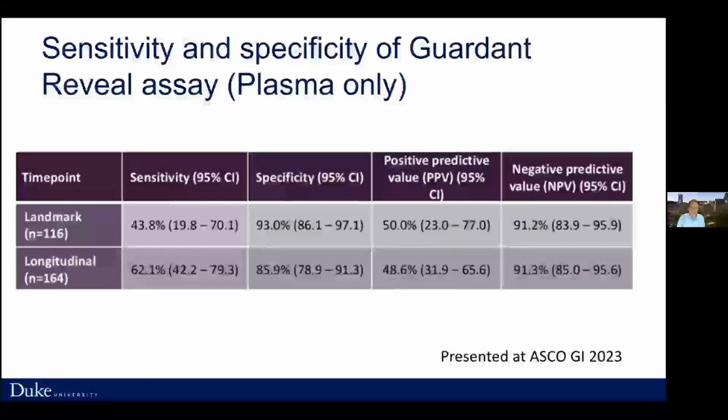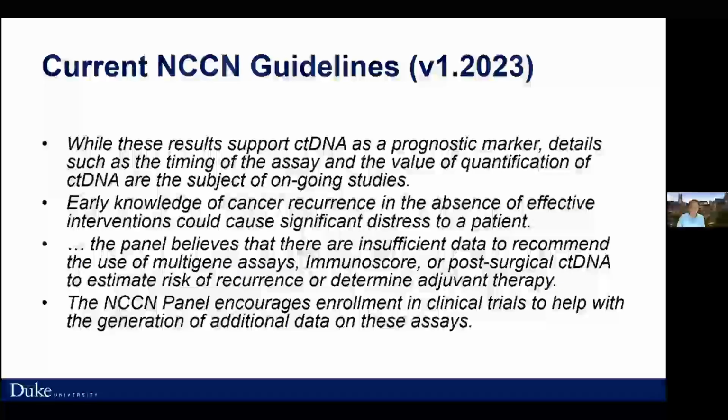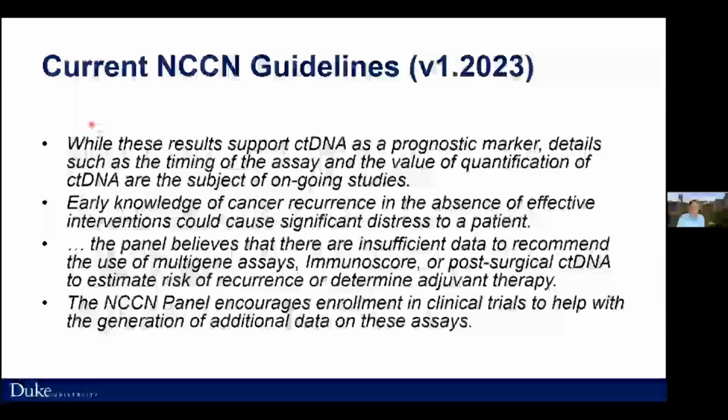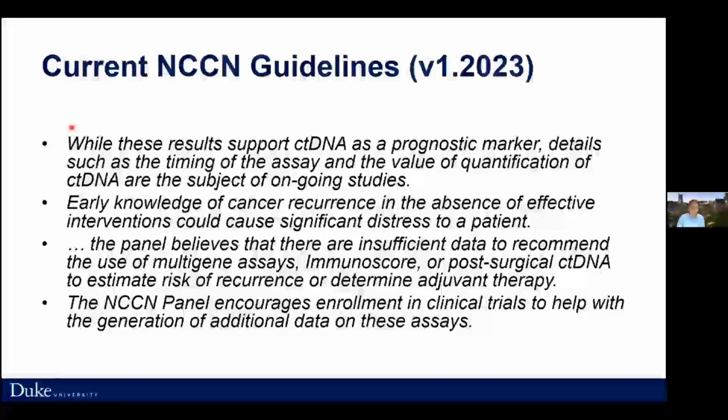I think this is a great time to go into our NCCN guidelines and what they're telling us. NCCN guidelines are conservative, and they make the point that I think has been said on this call tonight. Sounds a lot like a committee member. While these results support circulating tumor DNA as a prognostic marker, details such as timing of the assay and value of quantification of circulating tumor DNA are subject to ongoing studies.